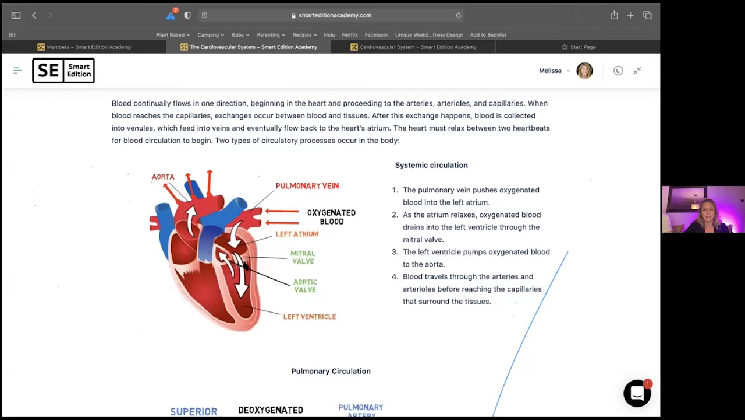The left ventricle pumps oxygenated blood through the aortic valve into the aorta. And then blood travels through the arteries and arterioles before reaching the capillaries that surround tissues. Okay, so that oxygen-rich blood is going to other body systems and organs and cells that your body needs to function.